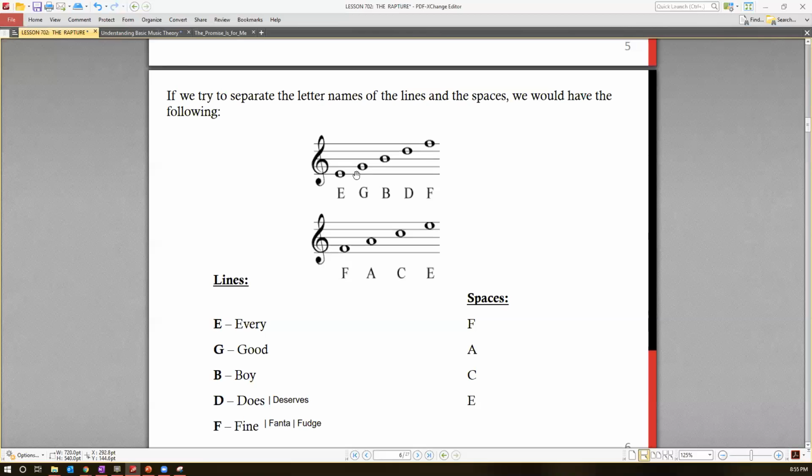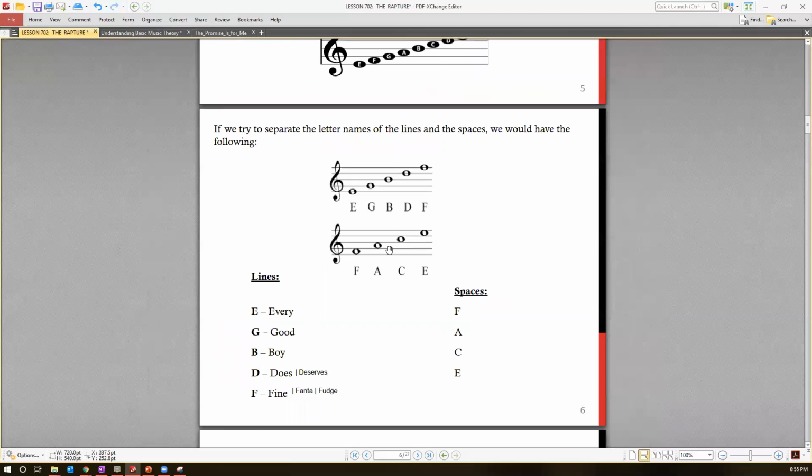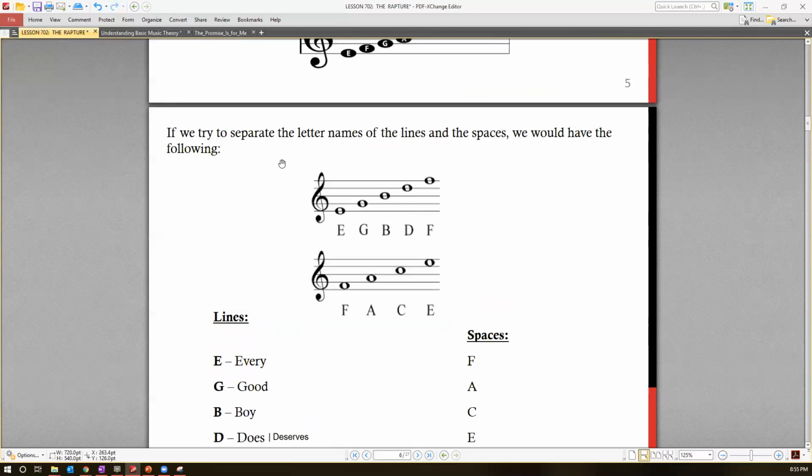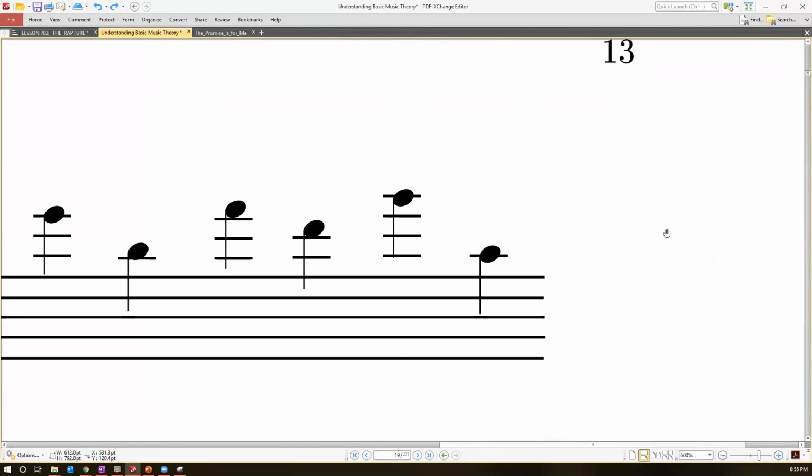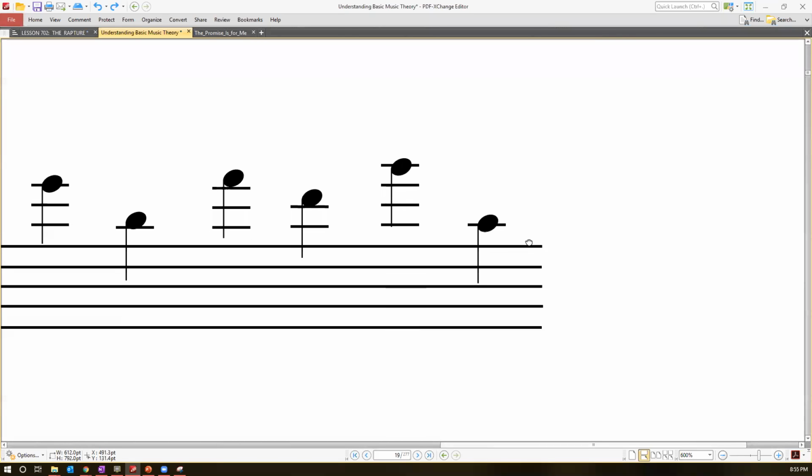So the lines we have E, G, B, D, F. For spaces we have FACE. Okay, so with that being said, we'll quickly run through this exercise again, and I see Praise has responded. Thank you very much, Praise. You responded very well. That's correct.